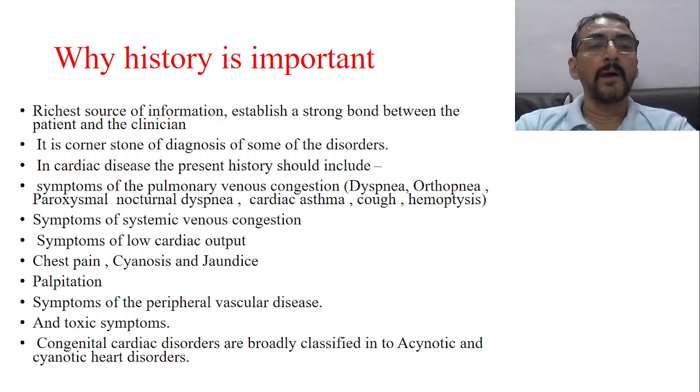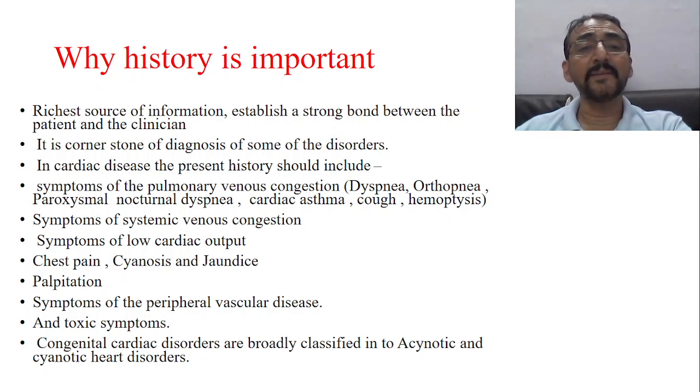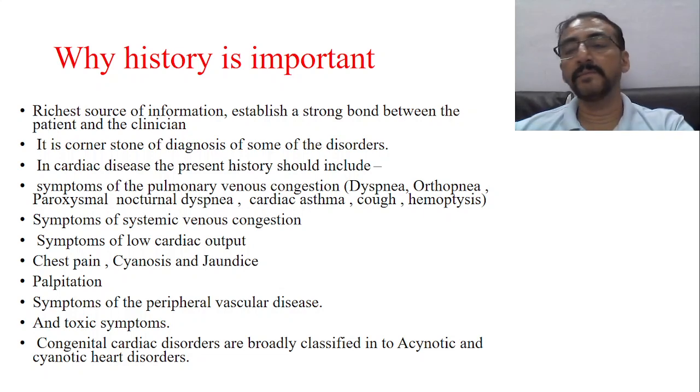Okay, now in cardiac disease, the present history should include, whenever you take the history in congenital heart disorders, apart from the facts explained in the last slide, some other things that you always have to ensure: symptoms of pulmonary venous congestion. Just assess whether there is any overflow of blood in the pulmonary bed, so that the pulmonary bed is over-congested. What will be the symptoms related to this?